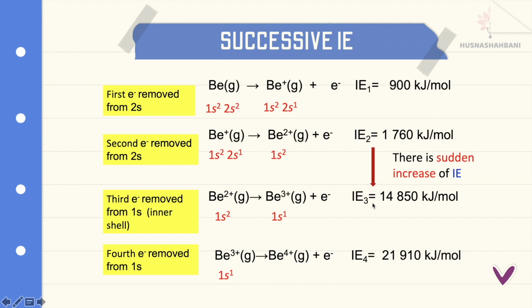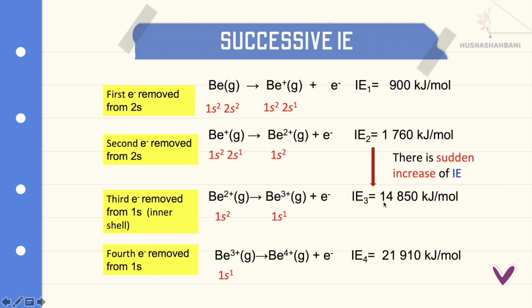If you look at the third ionization energy, it's very large, 14,000. The first time was 900, and the second time is probably double, 1,760. So you can predict it's roughly double the first time. The third time is supposed to be triple, but this is not triple. This is a sudden increase. So we know that when there is a sudden increase, the electron is removed from an n value which is closer to the nucleus. This is how we know that an electron is removed from a different n from before.